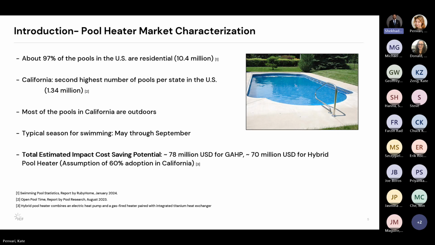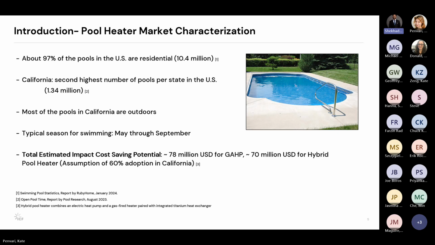This slide outlines the pool heater market characterization in the US. As you can see on the screen, total number of pools in the US are about 10.7 million, with about 97% of them being residential. And as far as number of pools per state are concerned, California has the second highest number of pools per state after Florida.